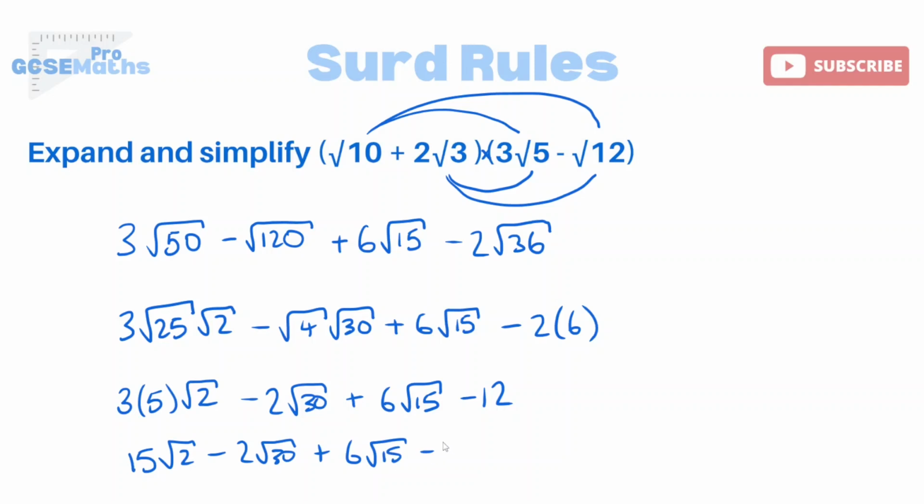15, minus 12. Okay, if you have a look at this one, that is your final answer, because we cannot simplify anything further, can we? 15 root 2 is the most simplified. 2 root 30 is the most simplified, 6 root 15 is the most simplified, and obviously minus 12 is just there at the end. But we can't add or subtract any of those surds in themselves because none of them are the same. Sometimes your answer might simplify really nicely, and sometimes it will look really messy like this, but that's fine. We know that this is the correct answer.